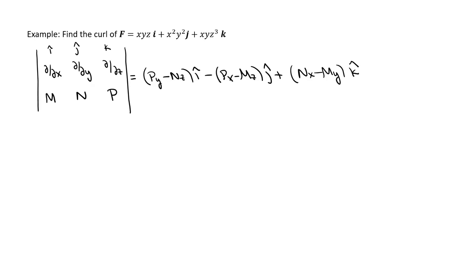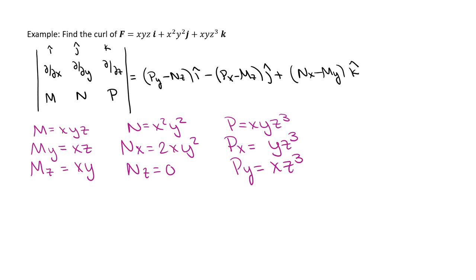So let's do an example. Let's see if we can find the curl of the vector field xyz, comma, x squared y squared, comma, xyz to the third. So I just wrote out my determinant, just to help me remember the formula for curl. So let's see, the M is xyz. So I'm going to go ahead and find my derivatives. Derivative of M with respect to y is xz. M with respect to z is xy.